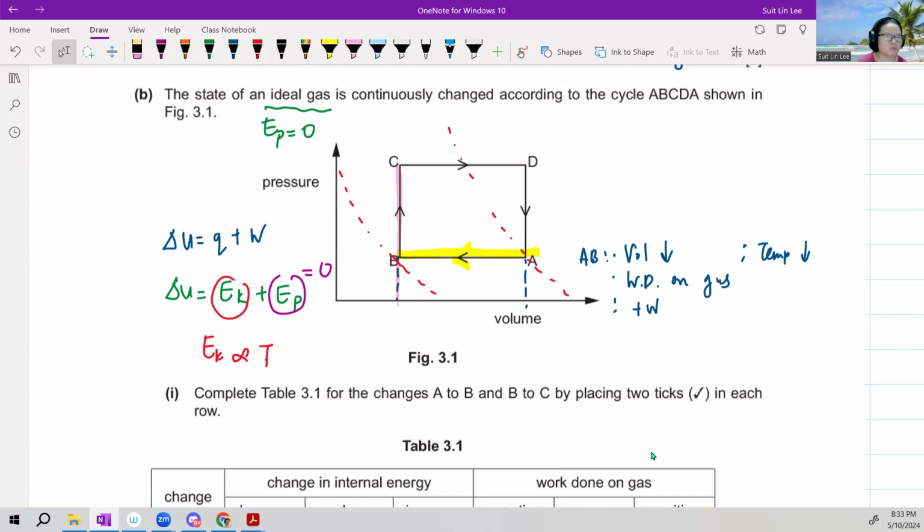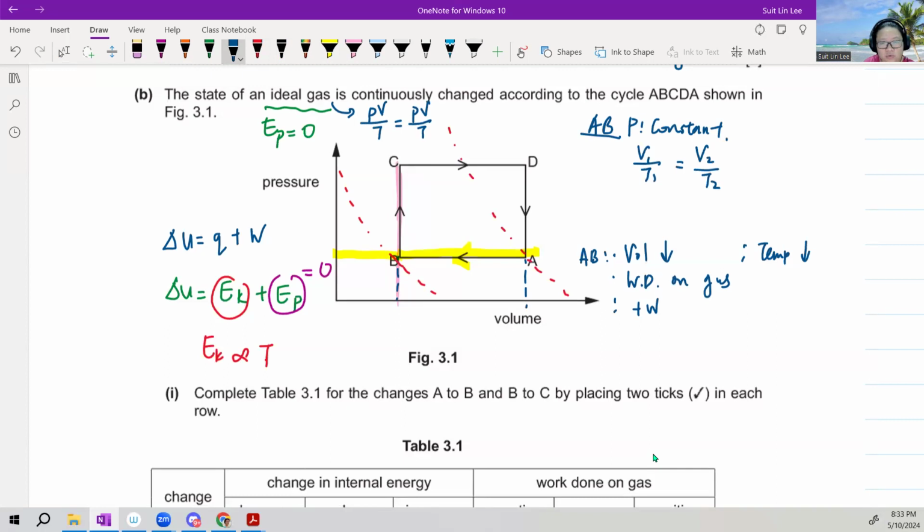You might be asking me, how do you know? Well, there are a few ways to tell lah. Because for AB, the pressure is constant, right? So if I use the ideal gas equation, PV over T is PV over T. V1 over T1 is V2 over T2. Or in other words, V is directly proportional to T. So I know the volume at A is less than the volume at B. So because of this, the temperature at A will be less than the temperature at B.